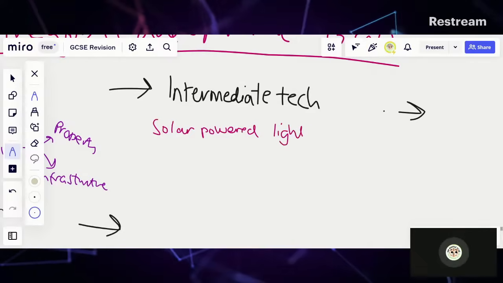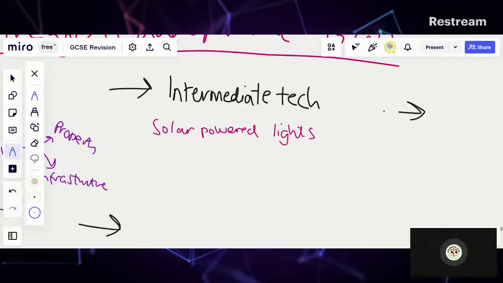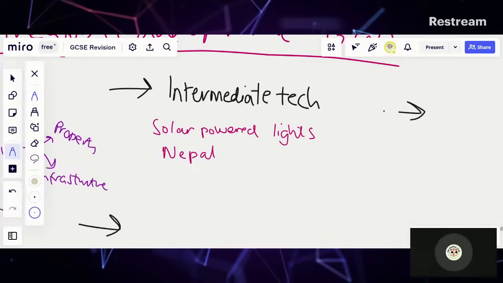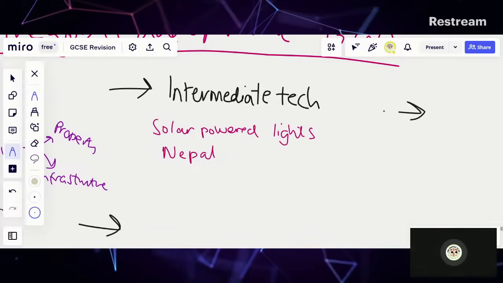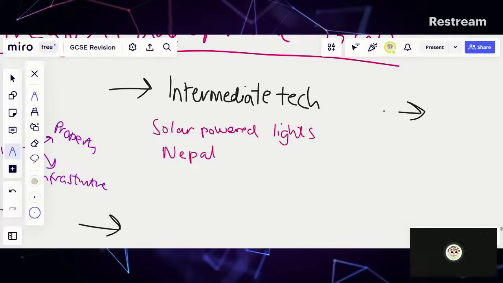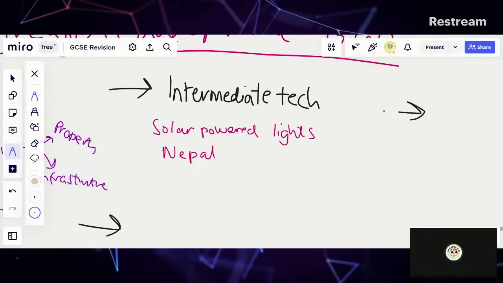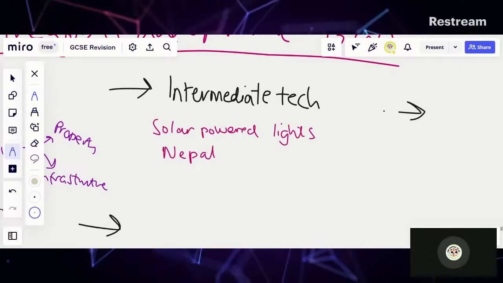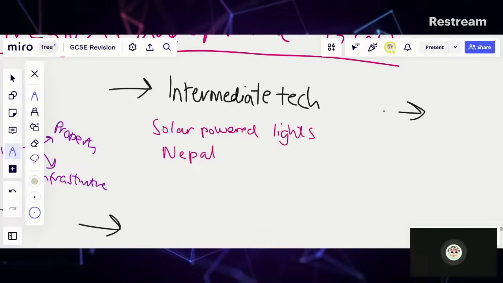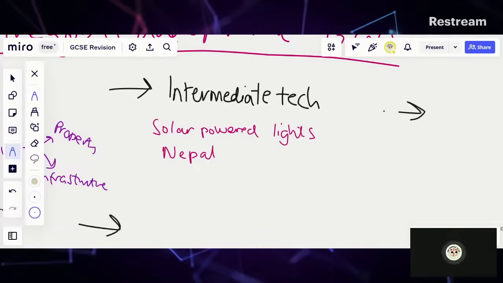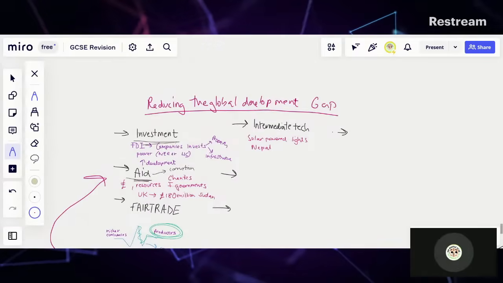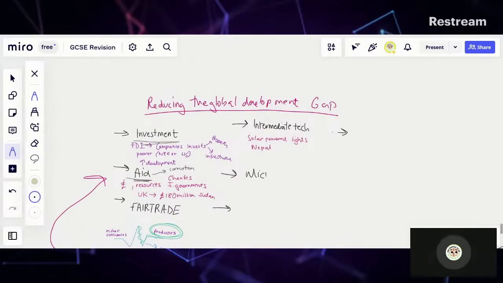So things like solar powered lights. Now, solar powered lights are really useful because, especially in countries like Nepal, they allow people to get free electricity. It's easy to use because you just have to put it out in the sun, and it can allow those people to study and read in darker times, and therefore they can learn certain skills. So solar power has been really beneficial, and it's again a really simple way to enforce this.